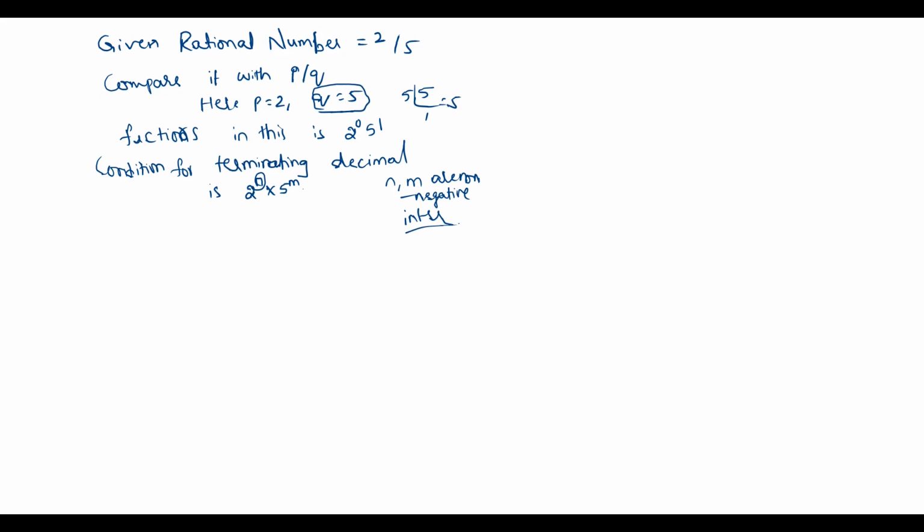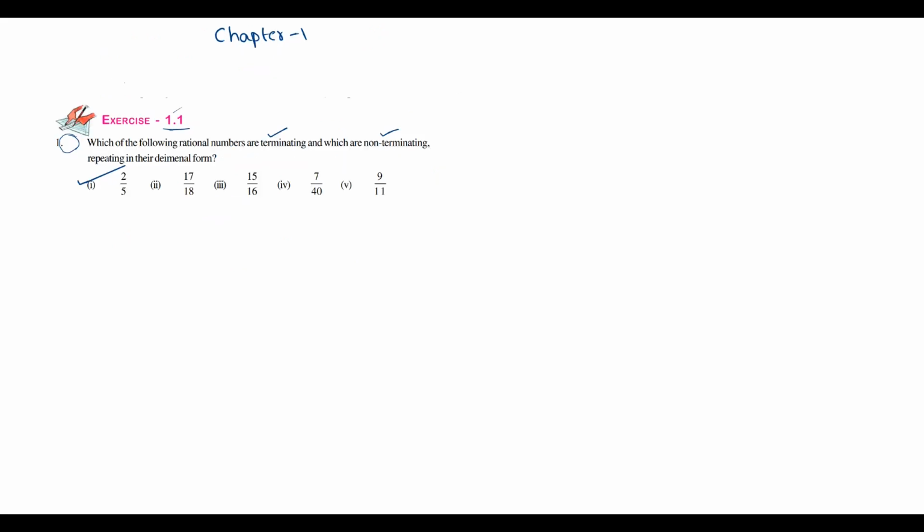Now we can simply say that the given rational number, which is 2 by 5, is a terminating decimal number. In this process we solve from the examination point of view, but simply to understand, I will solve another problem, and the remaining 3 problems you need to solve and comment the answers.